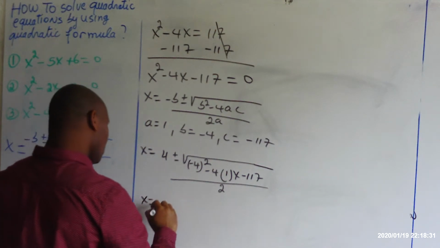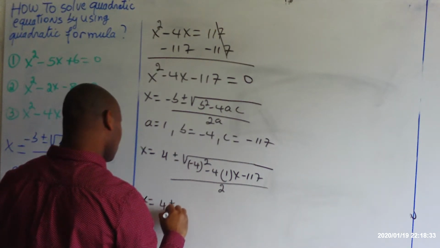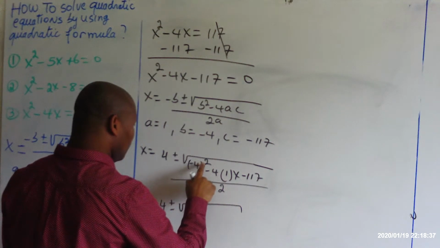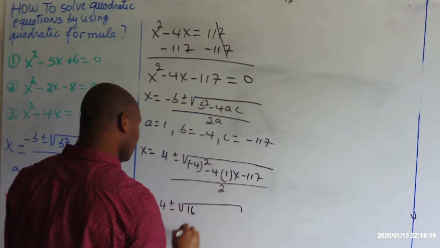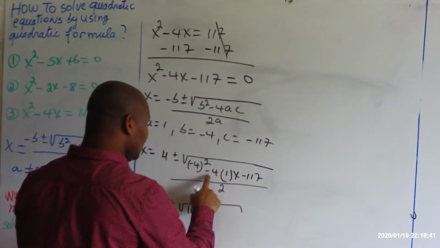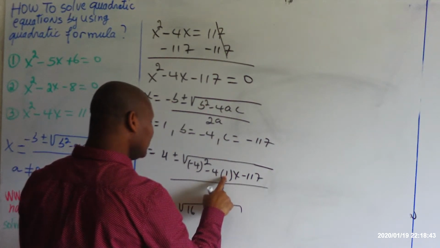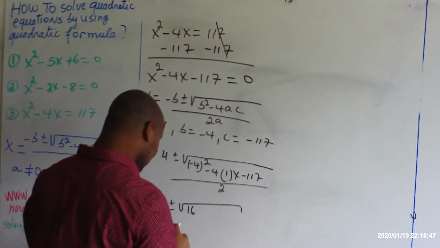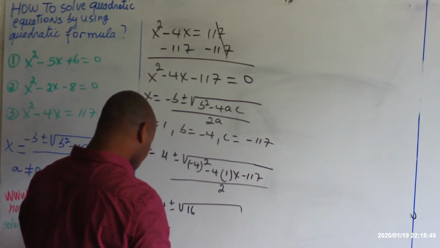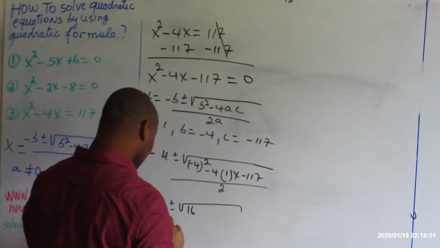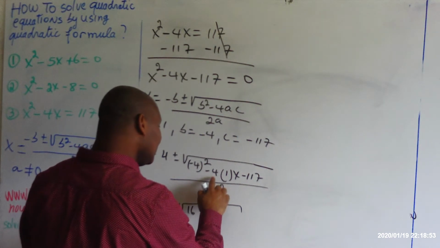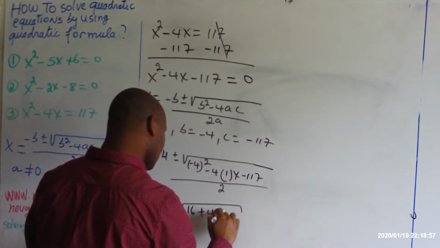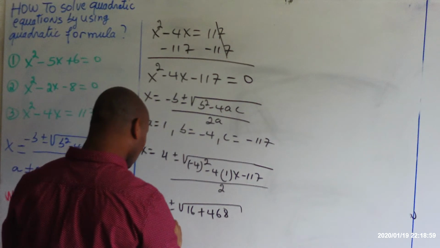X equal negative 4 plus or minus the square root of negative 4 power 2, that's 16. Okay? 16. Negative 4 times 1 is going to be negative 4. Negative 4 times negative 17, that's going to be positive 68. Over 2.